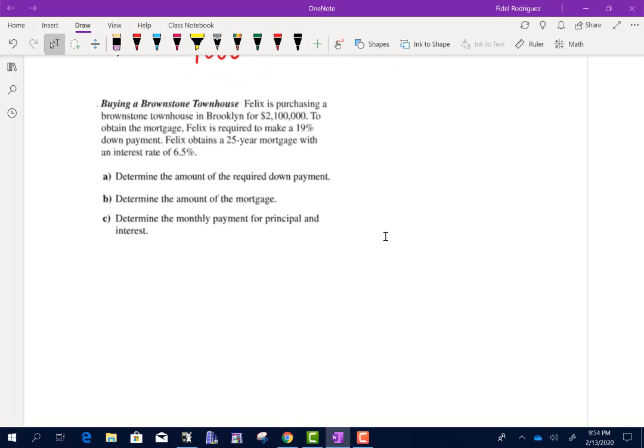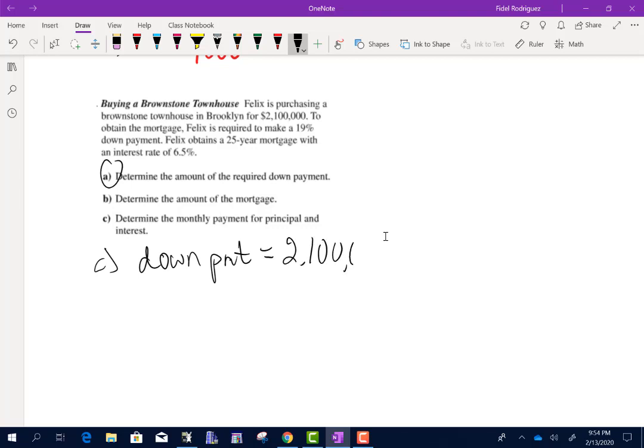It says buying a brownstone townhouse. Felix is purchasing a brownstone townhouse in Brooklyn for $2,100,000. To obtain the mortgage, Felix is required to make a 19% down payment. Okay. So Part A says, let's find our down payment. Part A, the down payment is going to be equal to $2,100,000 times, in this case, it's 19%.